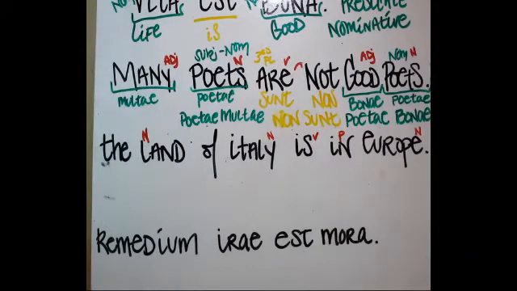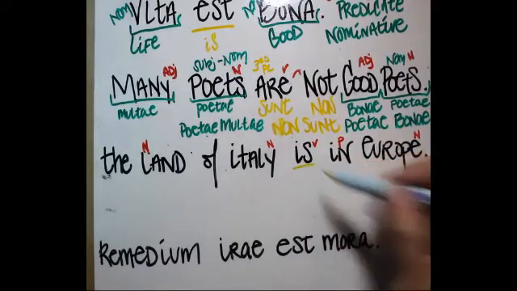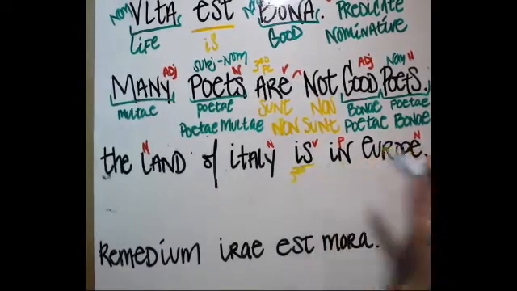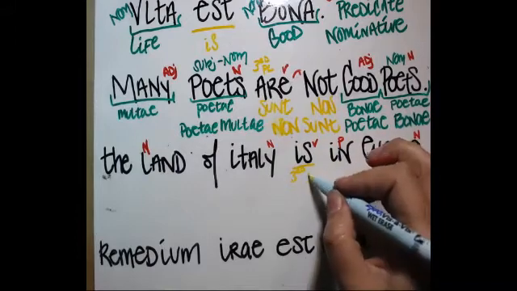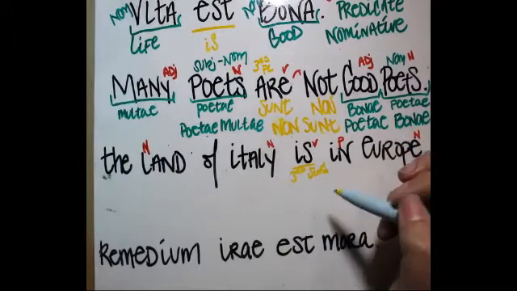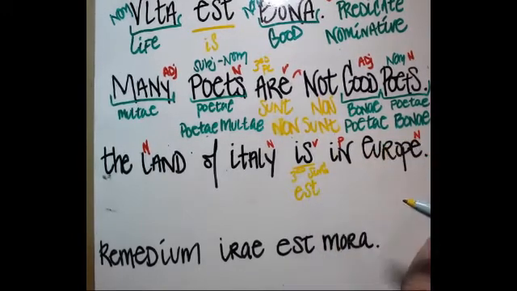Let's look at our verb first, because it'll be quick and easy. Is. This is a third person singular, present active, indicative. That's pretty easy. So that's going to be est.